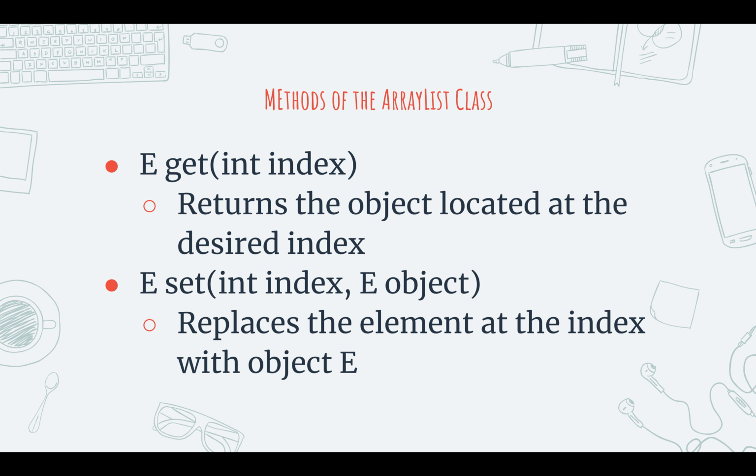Now, if you don't want to add something but change a value within the ArrayList, well, you can do so through the set method. It takes in 2 parameters or 2 arguments, int index and then an object. And rather than adding it and then moving all the values to the right, it will simply take out the value that is at that element and then input the value that you put within these arguments. So it's just a simple swap. It replaces the element at the index.